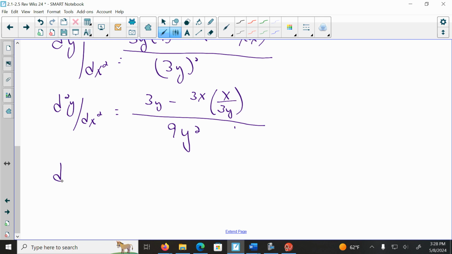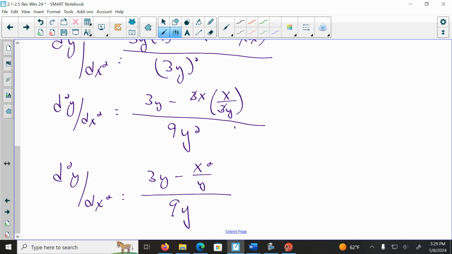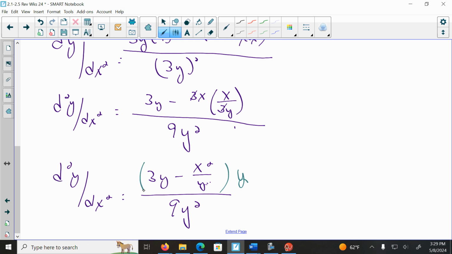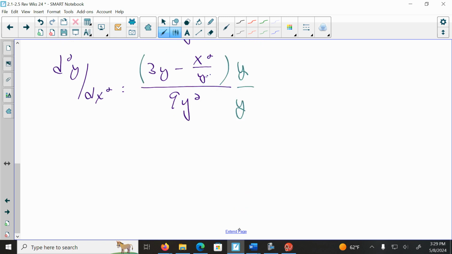So when I clean that up a little bit before I simplify, 3y, the 3's will simplify, minus x squared over y, and this is all over 9y squared. Get rid of this y in the denominator. I'm going to multiply the numerator by y, which means I have to multiply the denominator by y because then I'm technically multiplying by 1. And when I do that, I get 3y squared.